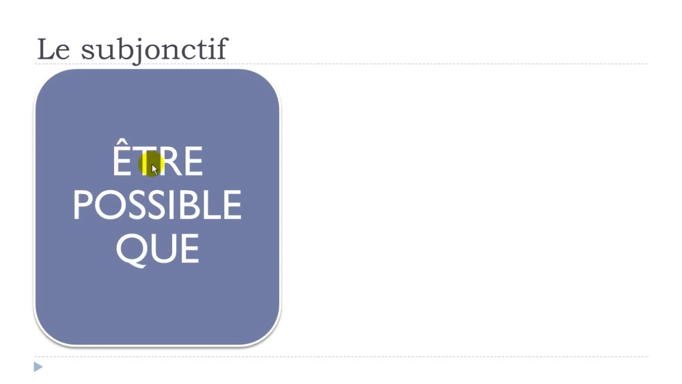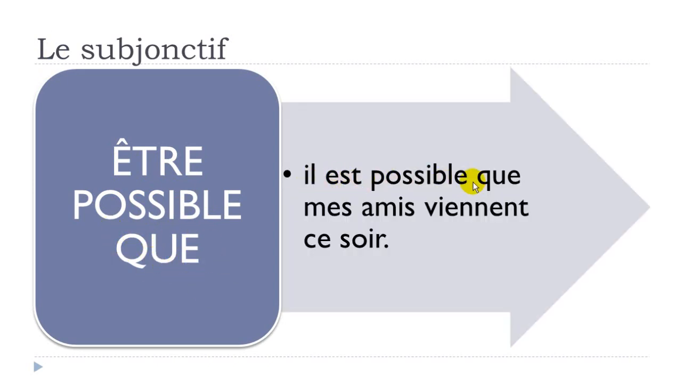The structure could be être possible que, okay, to be possible. So, être possible and then que, as usual, remember. So, for instance, il est possible que mes amis viennent ce soir. Okay? Il est possible que, so it could be translated like, it is possible that, okay? Mes amis, my friends, and then venir here, to come, so this form here is the subjunctive form, ce soir, tonight. So in that case, you should put your verb here at the subjunctive.